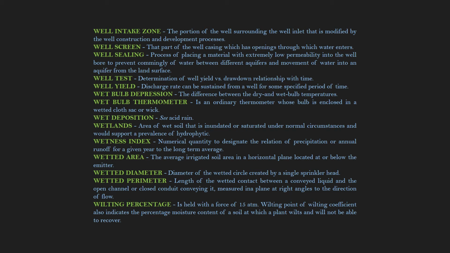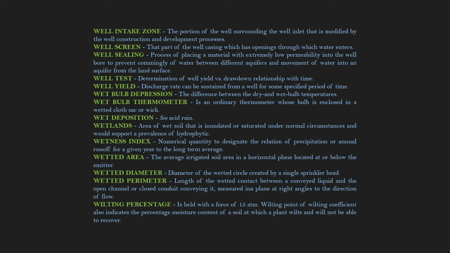Wet bulb depression: the difference between the dry and wet bulb temperatures. Wet bulb thermometer is an ordinary thermometer whose bulb is enclosed in a wetted cloth sack or wick. Wet deposition: see acid rain. Wetlands: area of wet soil that is inundated or saturated under normal circumstances and would support a prevalence of hydrophytes. Wetness index: numerical quantity to designate the relation of precipitation or annual runoff for a given year to the long-term average. Wetted area: the average irrigated soil area in a horizontal plane located at or below the emitter.